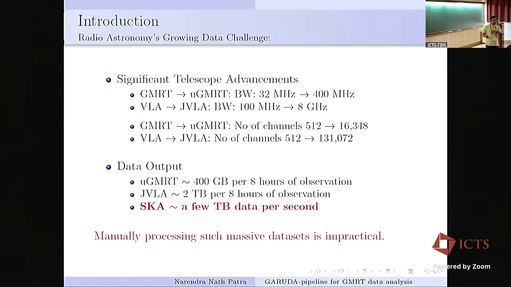I'm not even talking about 16K channels. This is a moderate 4K channels and 2 seconds of integration. uGMRT can do much better than that. JVLA produces something like 2 terabytes of data for 8 hours of observation. And better we not talk about SKA, right? It will produce terabytes of data in a few seconds. How are you going to handle these things manually?